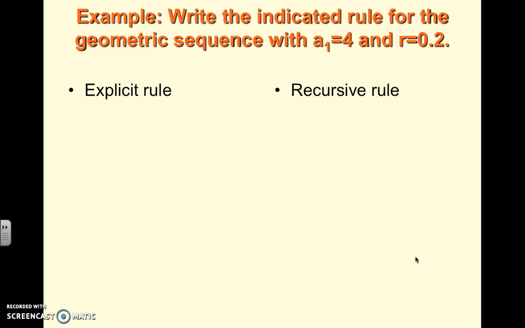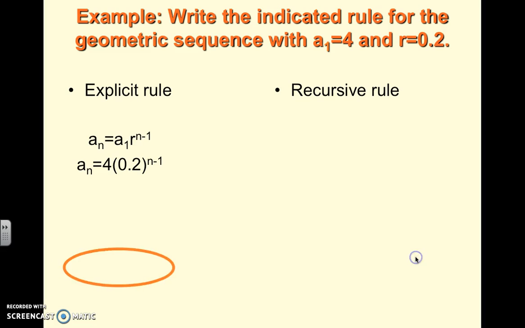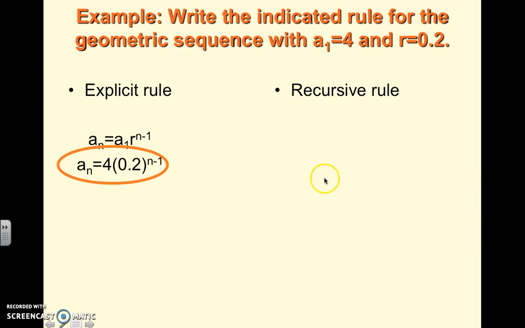Now we have a geometric sequence with a sub 1 equals 4 and r is equal to 0.2. Your explicit rule, like we did last class, just plug the numbers in. So we have 4 times 0.2 to the n minus 1, and there's your explicit rule for the geometric sequence. Remember, it should look like an exponential function, and it does because the variable is in the exponent.